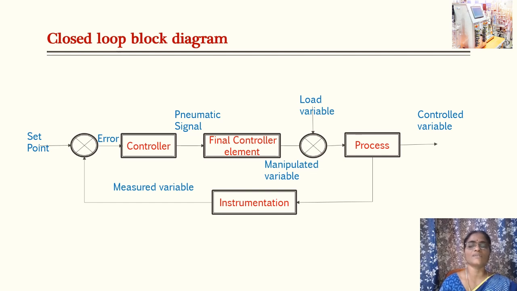So if you connect all the elements together to explain the control system, it's known as the closed loop block diagram. In the closed loop block diagram, whether we indicate by positive or negative sign, the positive sign indicates the positive feedback system. The negative sign indicates a negative feedback system.